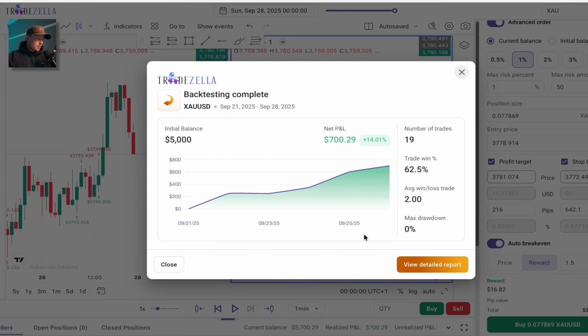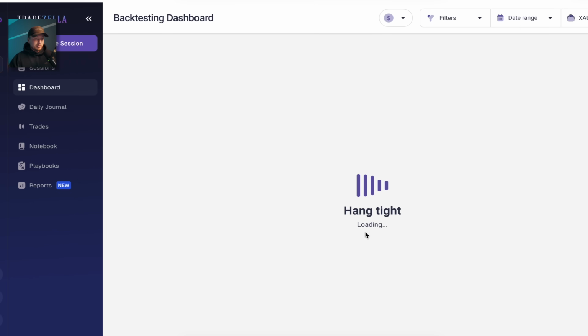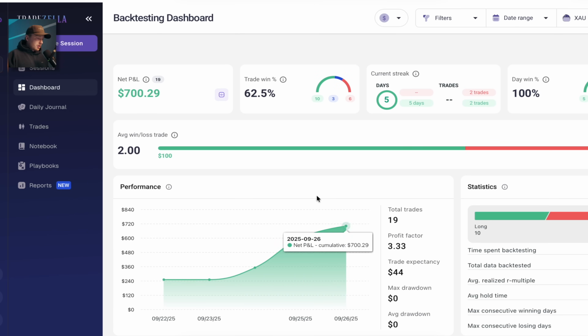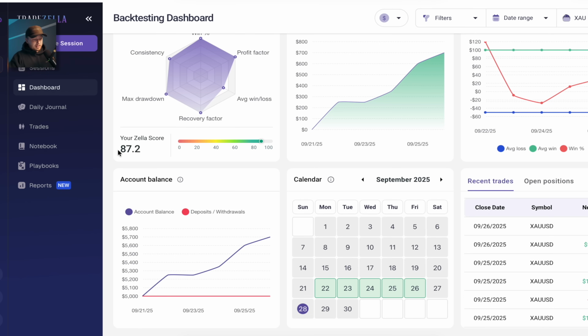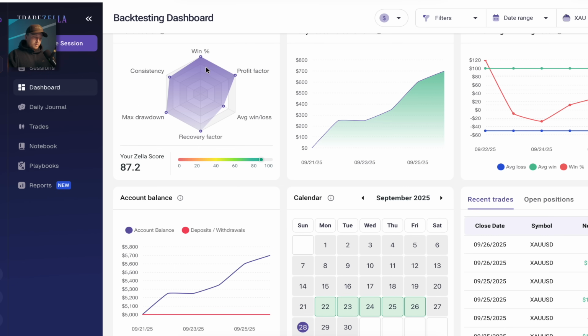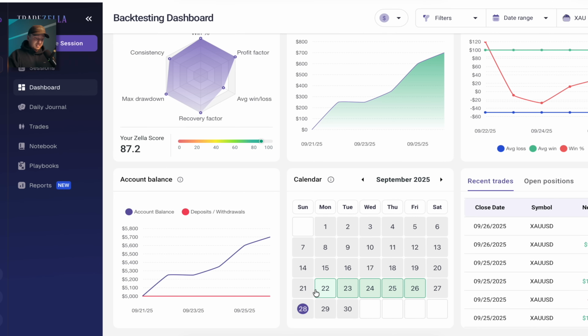So potentially I will be incorporating gold. I mean, obviously this is only last week's worth of data, so we need a lot more than this. But either way, 19 trades. Our Zeller score was an 87. So in terms of consistency, drawdown, win percentage, they were quite good. But I mean, we do trade the same time, so the consistency is probably going to be quite high. And it looks like we were profitable every day that we traded, which is always a good thing.